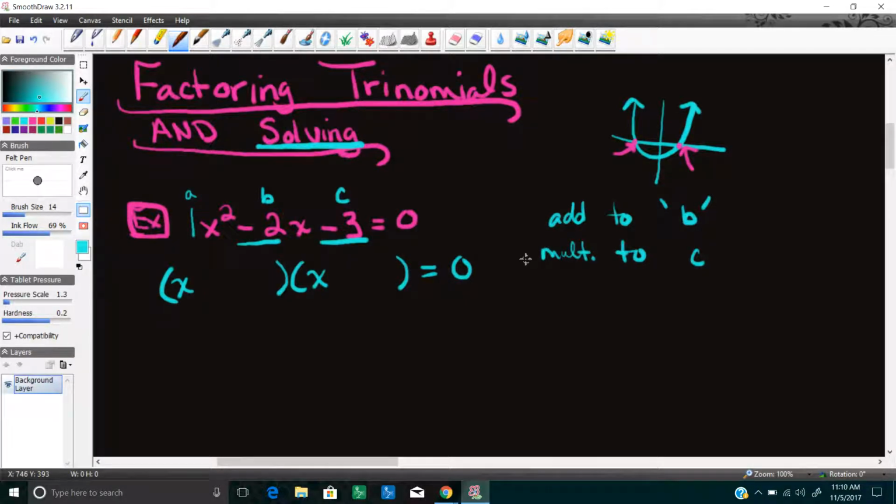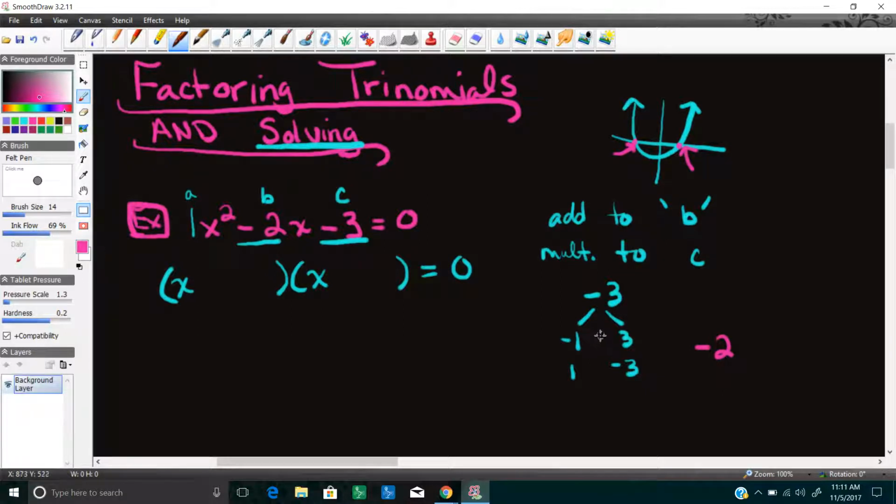Now there are a lot of different ways to do this. I like to make a list of all the factors of c and then pair them up. In this case, my c is -3. So factors of -3 could be -1 times 3. They could be +1 times -3, and that's about it. From these two pairs, I want them to add up to -2.